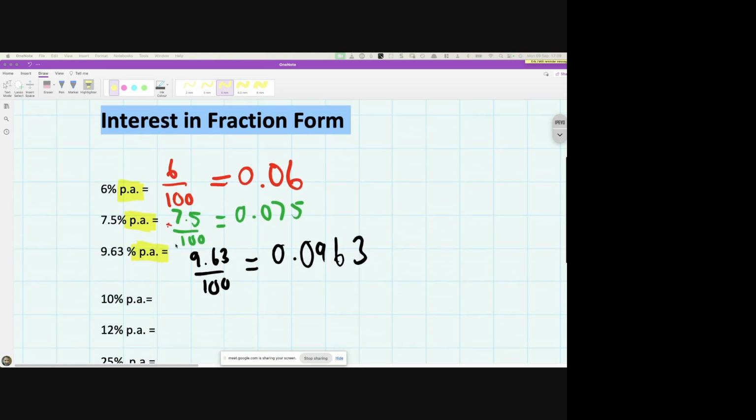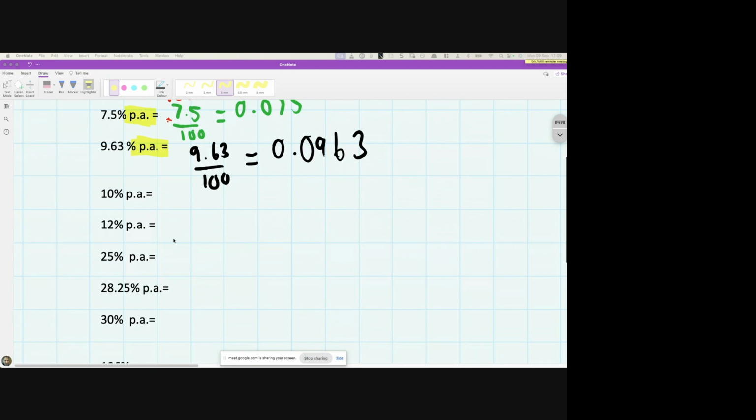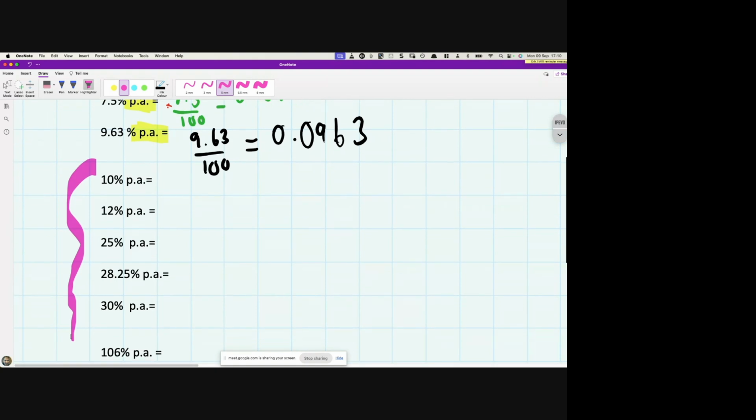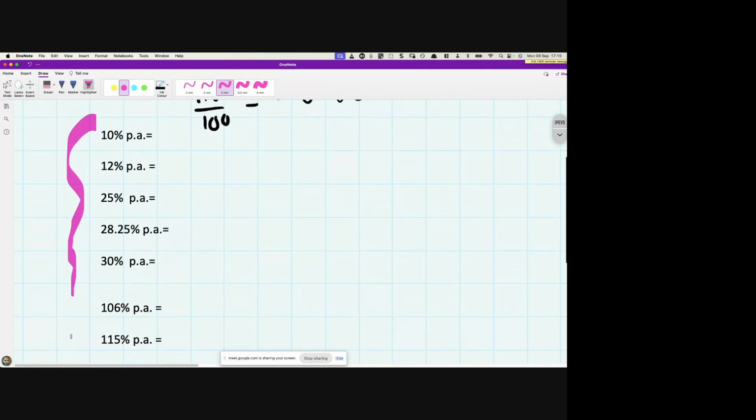Okay, awesome. All right, let's do some more of this. I want you to write all of those percentages as common fractions and as decimal fractions. And when you are done, you just say done. Because if you can't get this part right in financial maths, life is going to be tough. So that's why we start at the very beginning. Let's check.